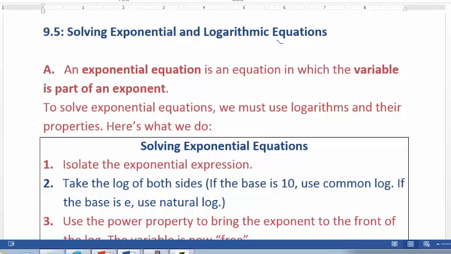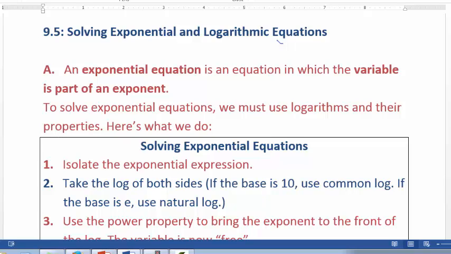So we've reached our last section of the course, which is section 9.5, which deals with solving exponential and logarithmic equations. All right. So this is something that you probably haven't seen before, but really it comes down to the same basic idea that most equation solving does, the idea of using inverse operations to isolate variables, right? Because if you remember, that's pretty much the main idea of solving most types of equations.